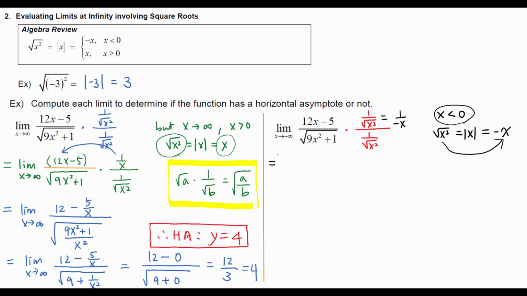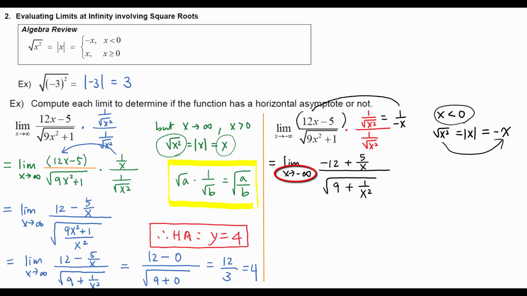So the next step, limit as x approaches negative infinity. When you distribute negative 1 over x times 12x, the x's cancel. Don't forget the negative. I'm going to get negative 12 here. And negative 5 times negative 1 over x will become positive 5 over x. And inside the radical, I'm going to get 9x squared over x squared, which is 9, and 1 over x squared becomes 1 over x squared again.